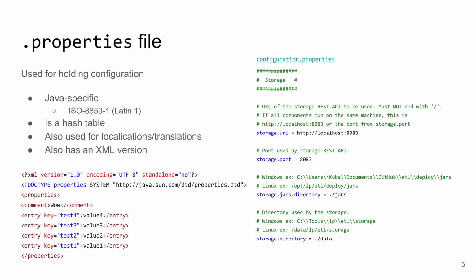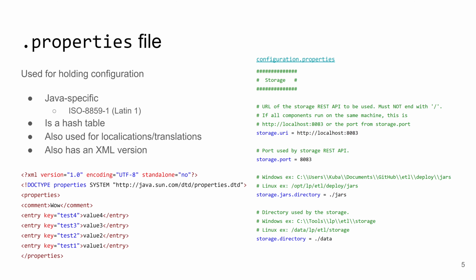One interesting note is that the properties file specification in Java also specifies its XML version, which is a very simple XML format. So you have your properties root element. There is space for one comment, and then there is a list of entry XML elements where each has a key attribute listing the key and the value of the element contains the value assigned to that key, and that is it.